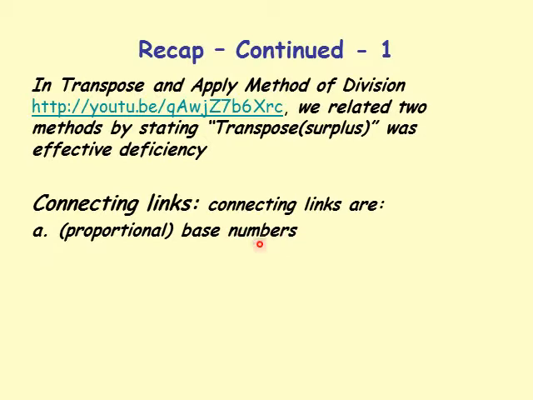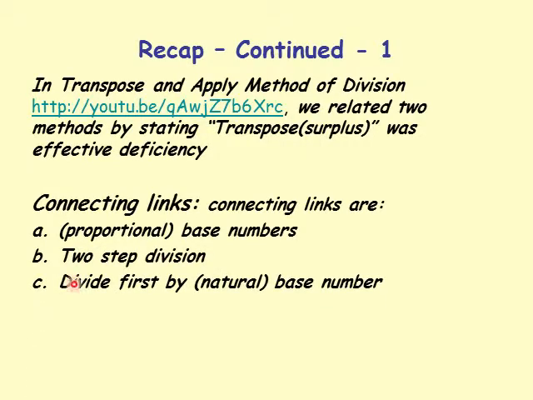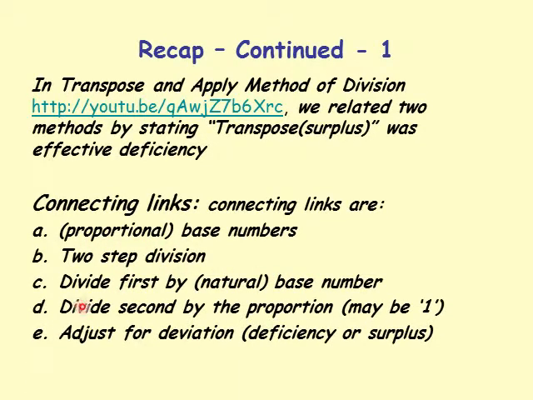And the connecting links are, one, base numbers, proportional base numbers, where proportionality can be 1 or higher. And two, two-step division. The first division is by the natural base number, and the second division is by the proportionality, which may be 1, and then we adjust for deviation. Deviation is a common term I'm using for both.